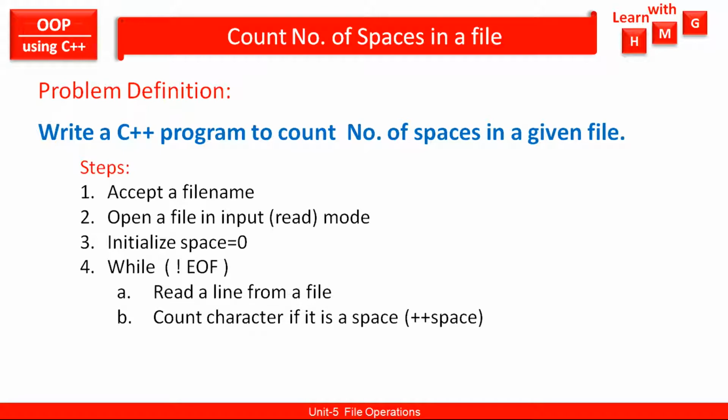Then count character if it is a space using ++space, and if the character is not a space, the space variable will not be incremented. So like this, it will count only number of spaces in that line. And like this loop will continue up to the end of file. One by one the line will be read, and in that line only spaces will be counted. After the termination of this loop, we will display the value of space variable as number of spaces and then close the file. Now let us see the actual C++ program in Dev C++.